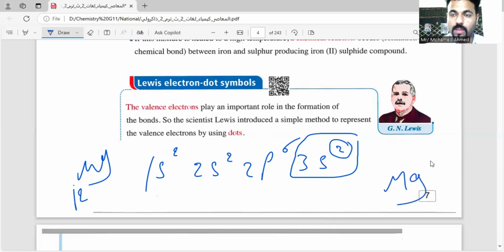So how to write it as Lewis electron dot symbol? Here is Lewis way. You're going to write the symbol and two electrons. Shall you put these two electrons like this? No, that's wrong. So how can you replace these electrons by dots? You're going to draw these electrons singly first, like this, one electron here and one electron here. If you put four electrons on all sides, then you can pair electrons.